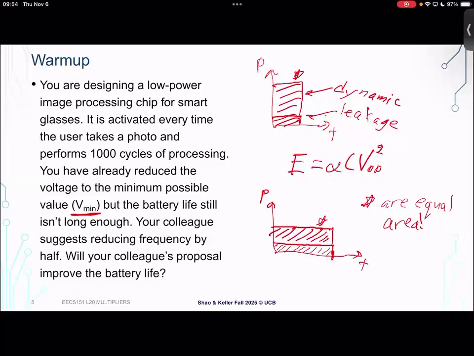Now, if we were asking which of these designs has lower peak power, obviously the second one would be better. But for smart glasses, you probably don't care that much about your peak power because it's only going to be in the milliwatt range. You're not generating a lot of heat. So you mainly care about getting the energy per operation down.